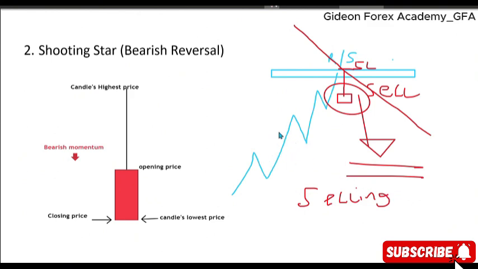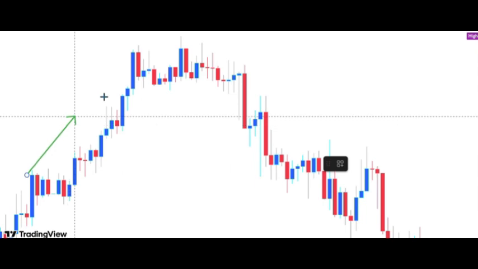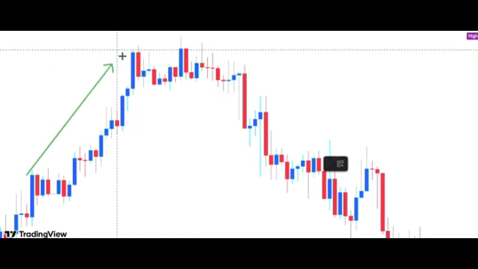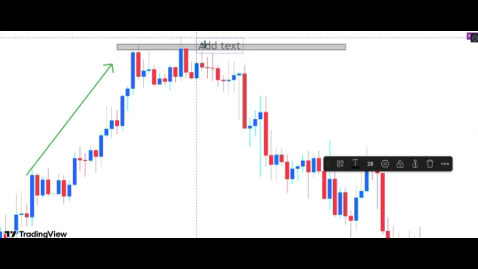All right, so don't use it alone. Use it in confluence with the resistance and supply zones, okay, and also trend lines if you like. So it's much stronger that way. As you can see, this is also an uptrend, an uptrending market. And then we have a resistance level over here or supply zone. This is a resistance or supply. I'll just type that out.